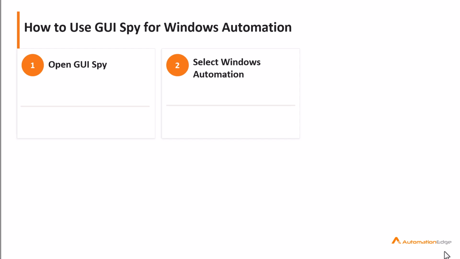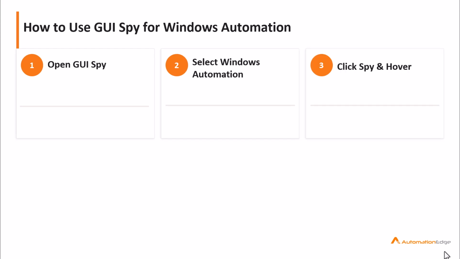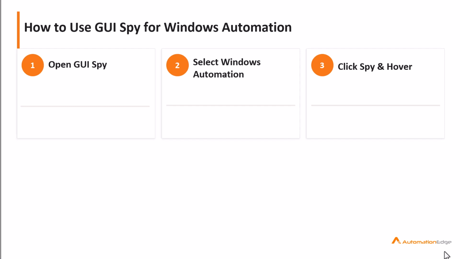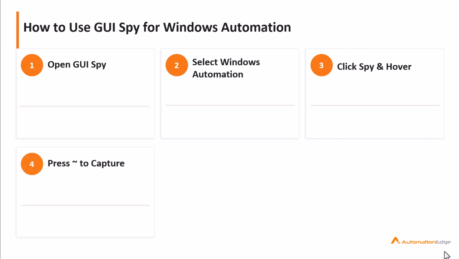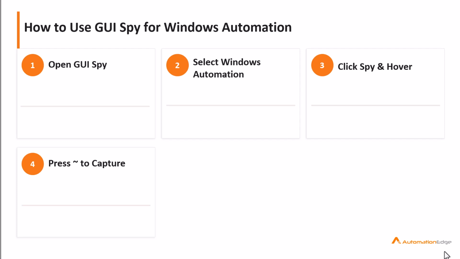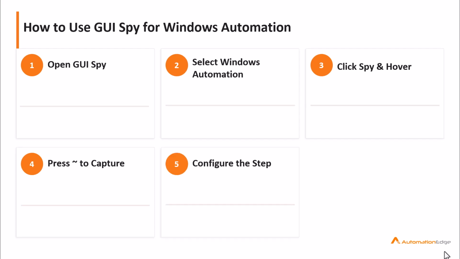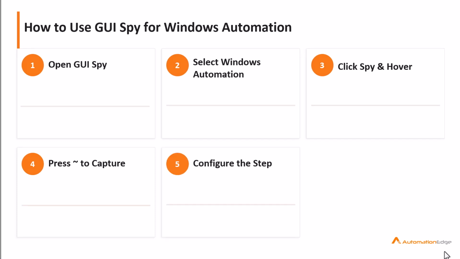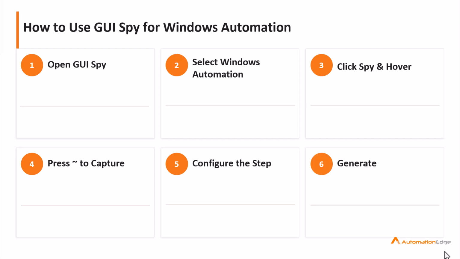Step 2. Uncheck Web Automation. Select Windows Automation. Check Find Windows Element Indices for robust automation. Click OK. Step 3. Click the Spy button, then hover your mouse over the Windows element you want to capture. Step 4. Press the tilde key. The Generate Step dialog appears instantly. All element attributes auto-filled. Step 5. Select your step type. Choose the action and criteria for element identification. Step 6. Click Highlight. If you want Highlight to verify the element, then click Generate. The step is created in Process Studio.